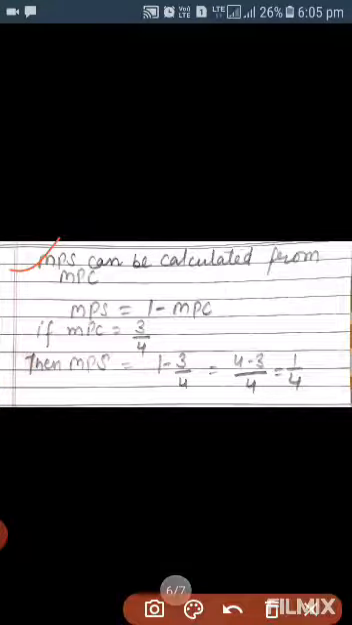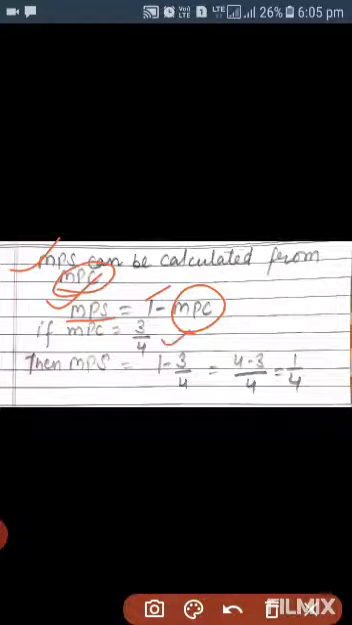Now, marginal propensity to save can also be calculated from MPC, marginal propensity to consume. When we deduct the value of MPC from 1, we will find the value of MPS. Now, if MPC is given as 3 by 4, then MPS would be 1 minus 3 by 4, and when we solve it, we will find 1 by 4, that is the value of MPS.